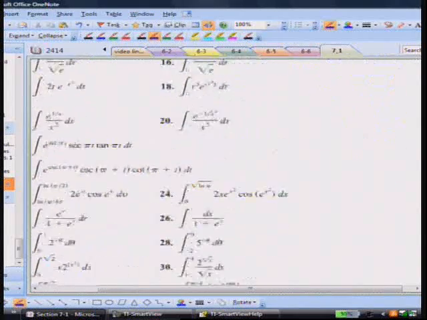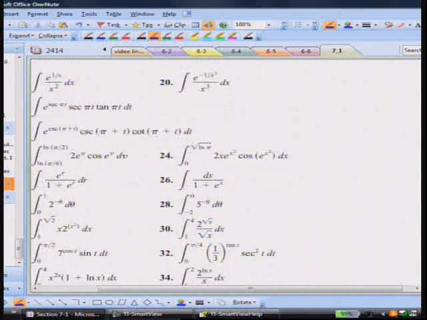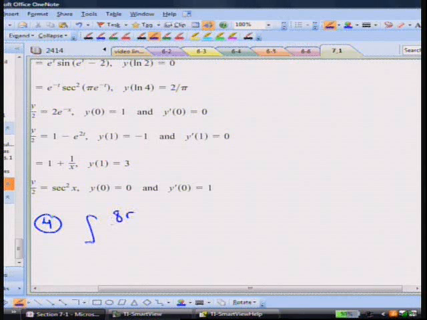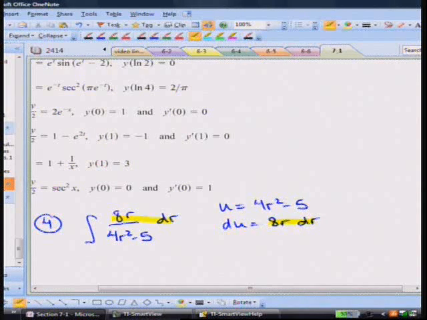Okay, so let's do number 4 then. I'm going to come down here, give myself some room. Okay, so number 4 is the integral of 8r over 4r squared minus 5 dr. So we'll make a u substitution. We'll say u is equal to 4r squared minus 5. So then du is equal to 8r dr.